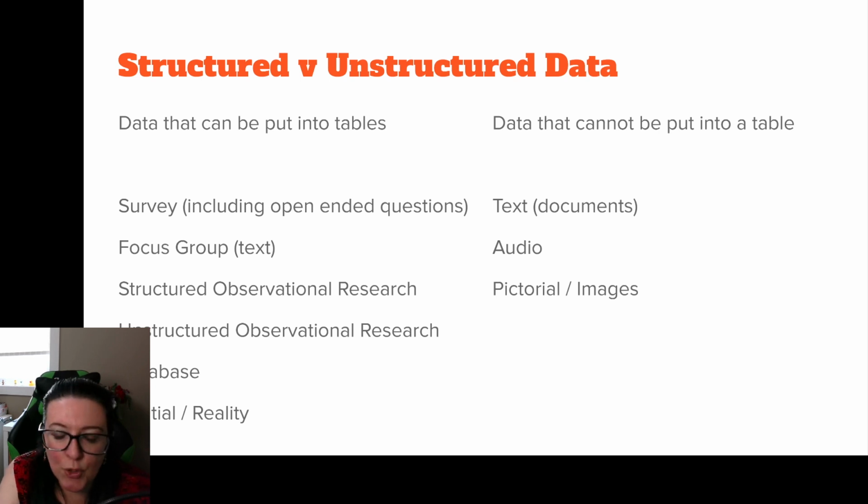With our focus group, we have a particular key question from our focus group. We have response number 1, response number 2, right? We have the 20 comments that were made in the focus group, and each one of those can be a row underneath that question. So it can be put in as structured data.